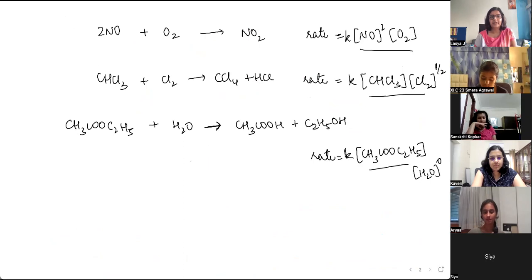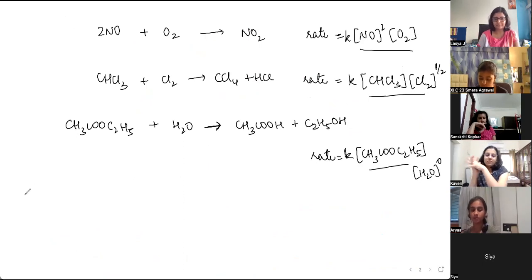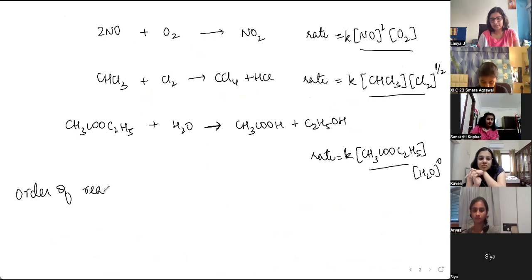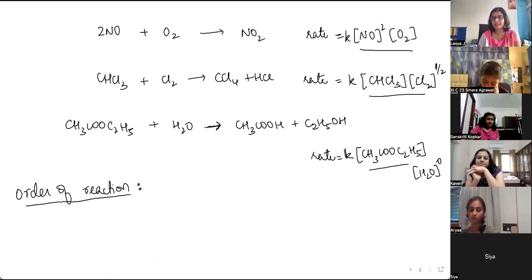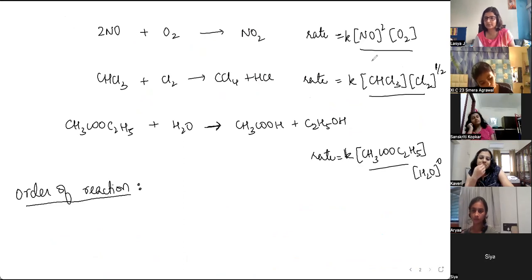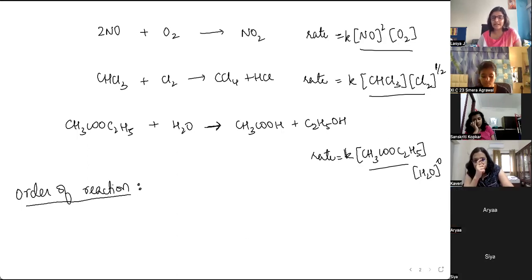Okay. All right. So next, we'll talk about the order of a reaction. Depending on the rate of reactions, you can classify them as being first order, second order, zeroth order, all of that. It's completely on the basis of chemical kinetics, depending on what the rate law is. Just by looking at the rate law, you can figure out the order of the reaction.